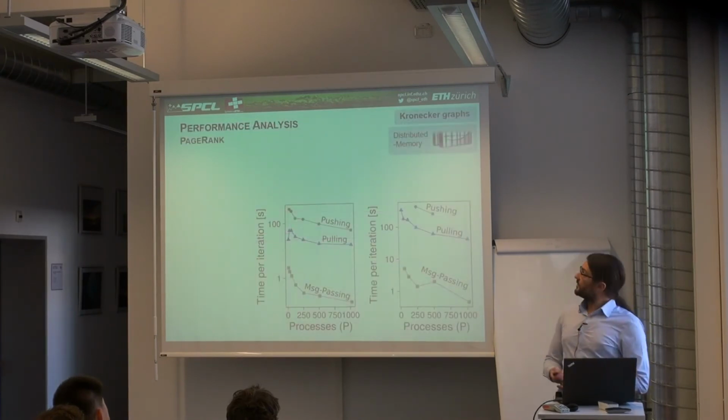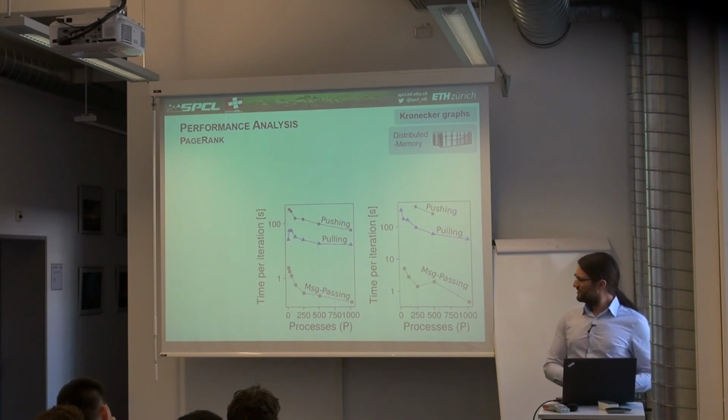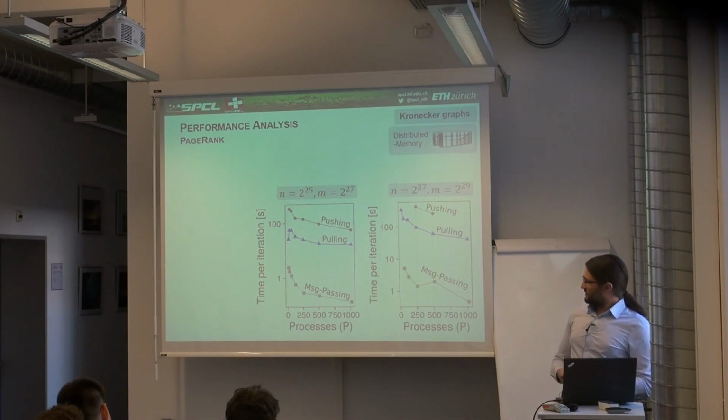And so in this analysis, we have Kronecker synthetic graphs running on distributed memory Cray XC40 systems, two different graphs, one plot for one graph. The parameters are as follows: we have the number of vertices and the number of edges. The X-axis is the scalability, so how many processes we are running this on. The Y-axis is the time per iteration of PageRank.